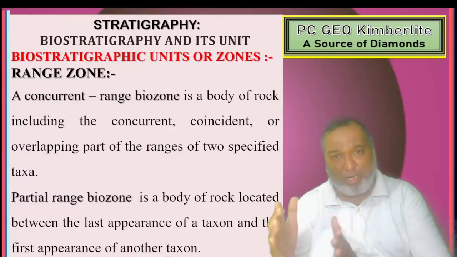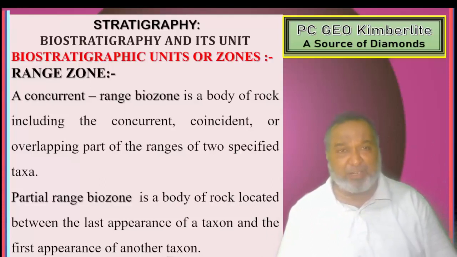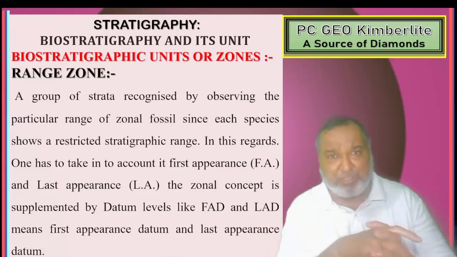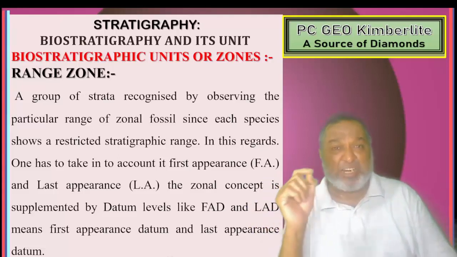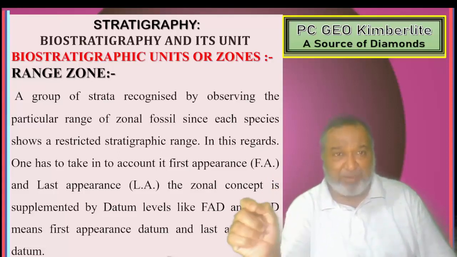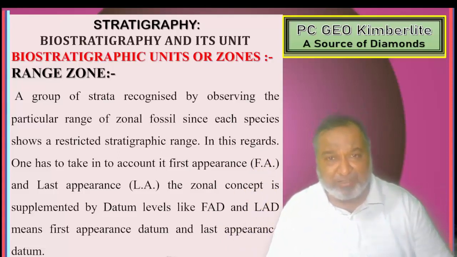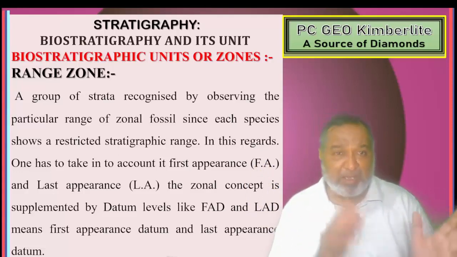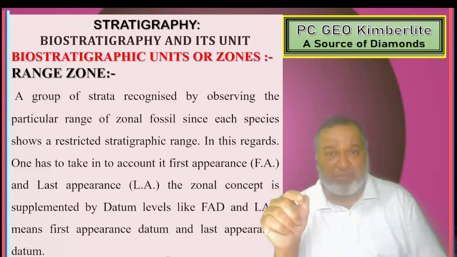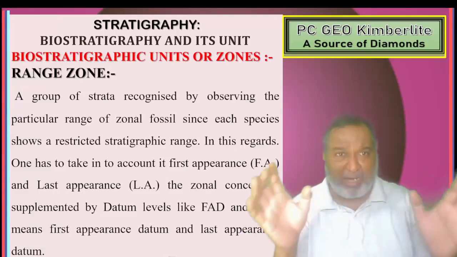So it is the body of rock between the last appearance of a taxon and the first appearance of another taxon. A group of strata recognized by observing the particular range of a zone fossil, since each species shows a restricted stratigraphic range. In this regard, one has to take into account the first appearance, that is FA, and the last appearance, that is LA. That is the short form. And the zonal concept is supplemented by datum labels, that is FAD and LAD: first appearance datum and last appearance datum. Remember, these are the short terms which will be used in biostratigraphy.